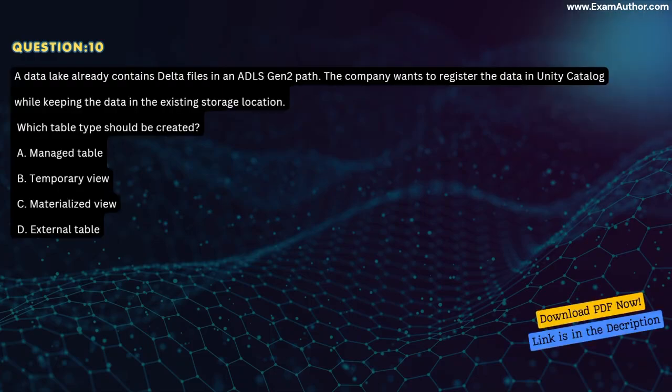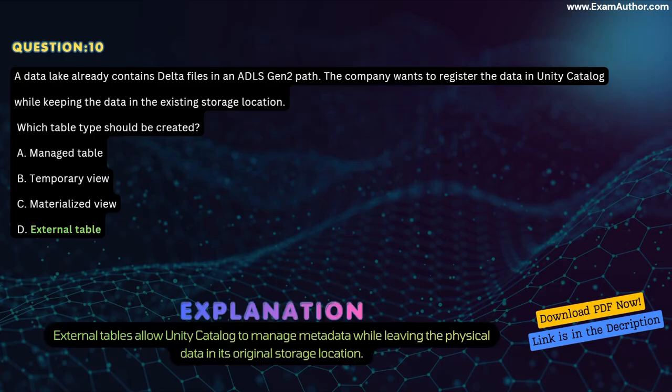A data lake already contains Delta files in an ADLS Gen 2 path. The company wants to register the data in Unity Catalog while keeping the data in the existing storage location. Which table type should be created? A. Managed table. B. Temporary view. C. Materialized view. D. External table. Correct answer: D. External table. Explanation: external tables allow Unity Catalog to manage metadata while leaving the physical data in its original storage location.